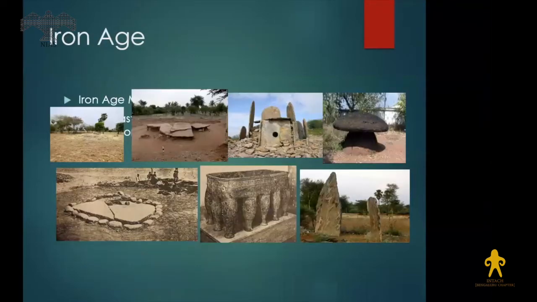Coming to the Iron Age, I thought I will show you some of the archaeological remains of the Iron Age. We have these kinds of megalithic burials, what you see in this image as dolmens, umbrella stones of Kerala, and sarcophagus and menhir, cist burials. These were the remains of the Iron Age period, otherwise known as the megalithic period.